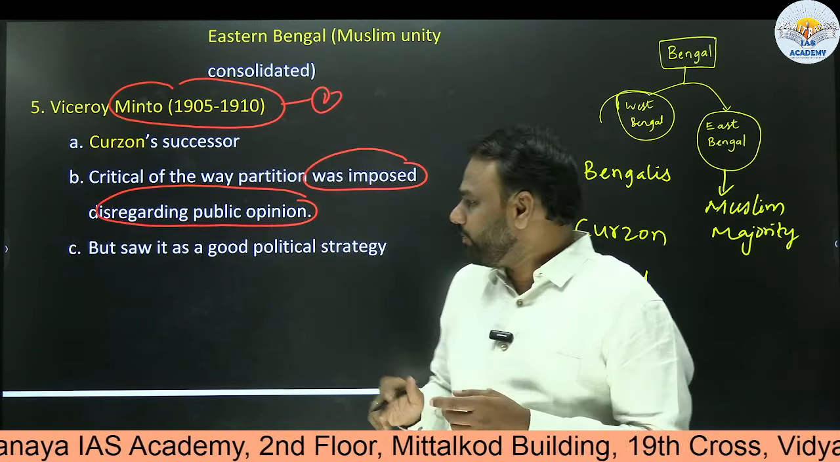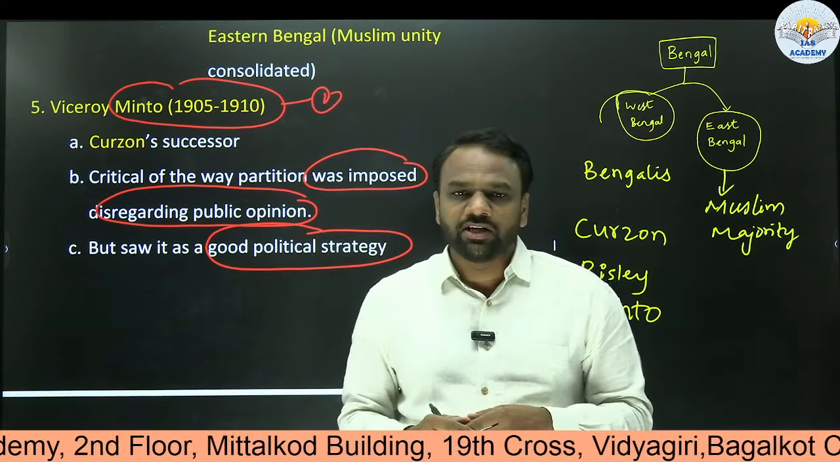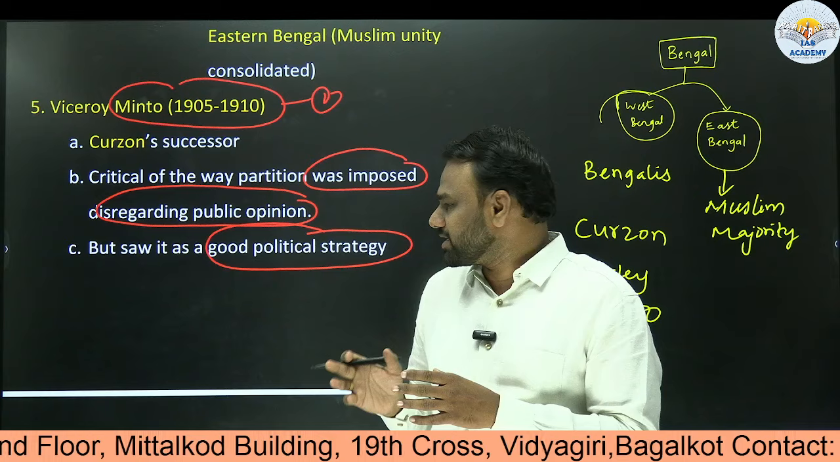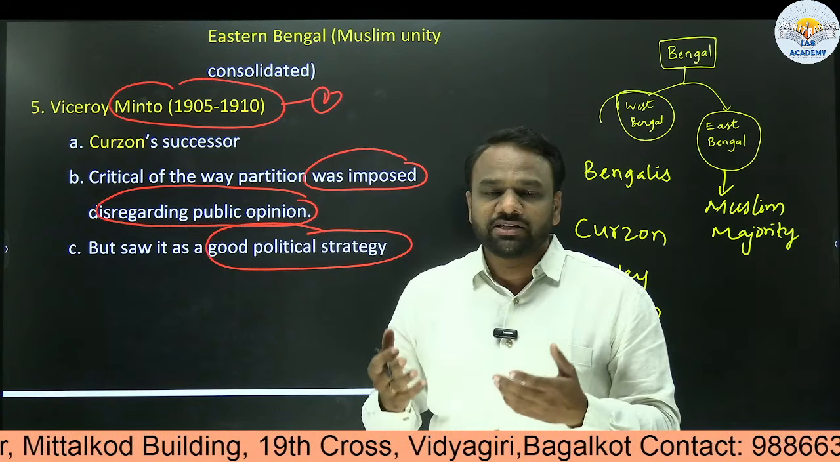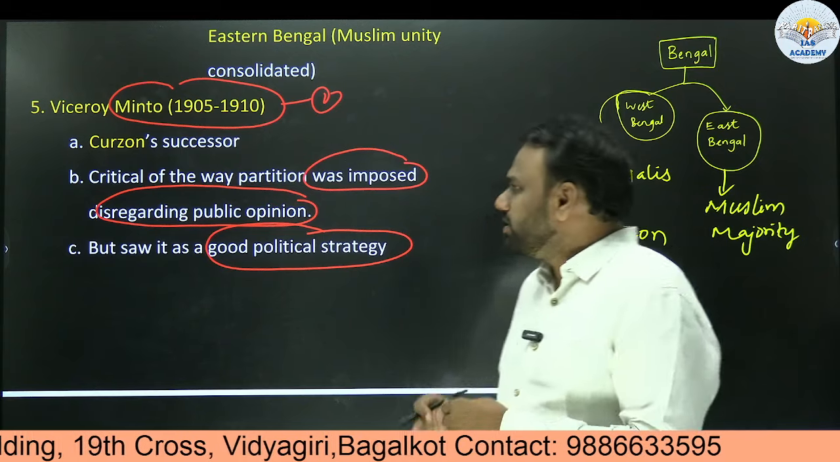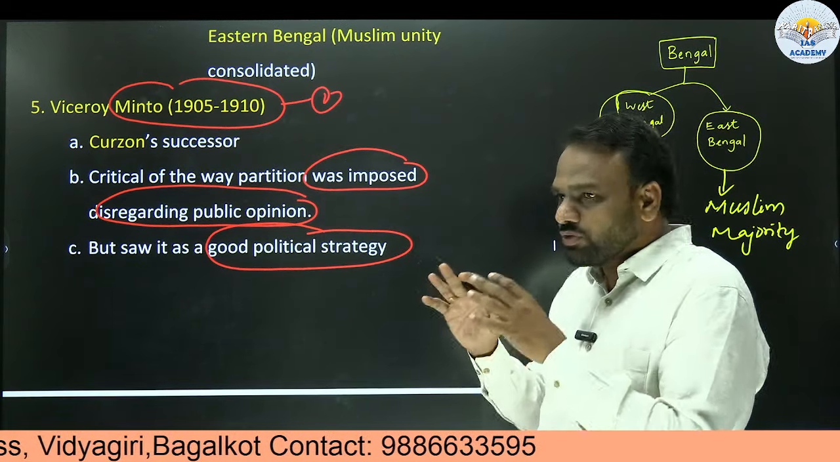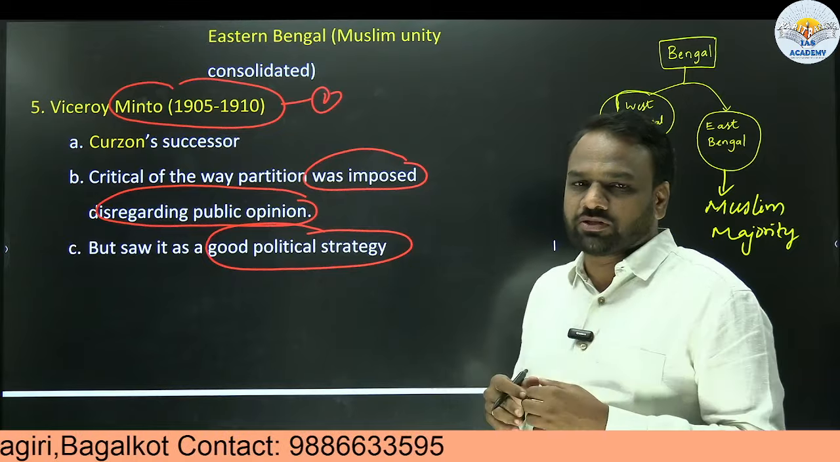However, he saw it as a good political strategy. As it was a divide and rule strategy, he thought of it as a good political strategy, because in this way the Britishers could secure their rule for a longer time. So here we saw the first viceroy as Curzon, after that Minto. We should be able to connect these various dots.